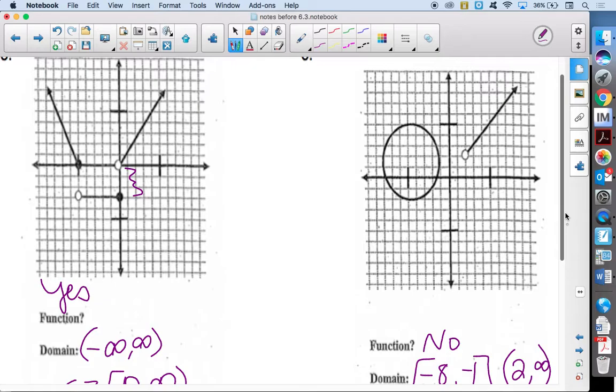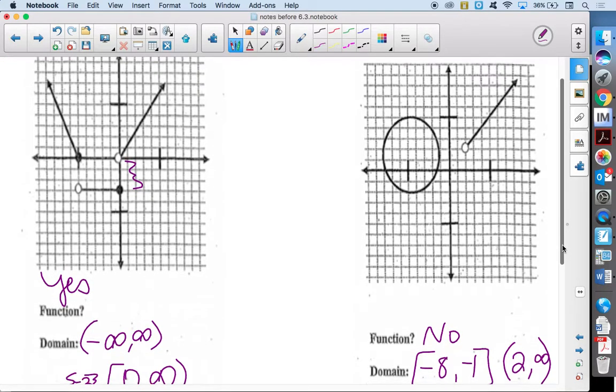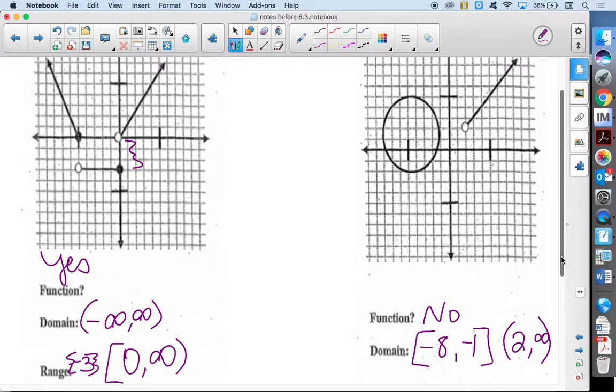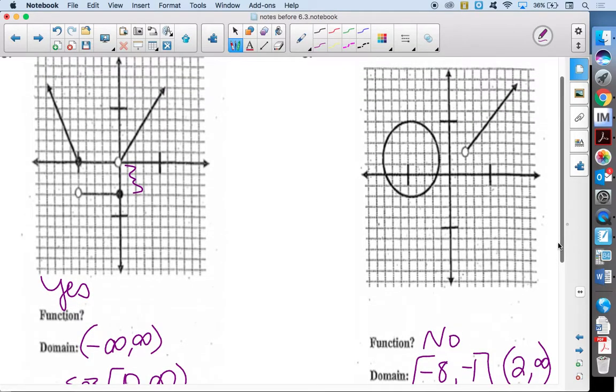Kate? Would it be -2 and 5, and then 2 and then to infinity?